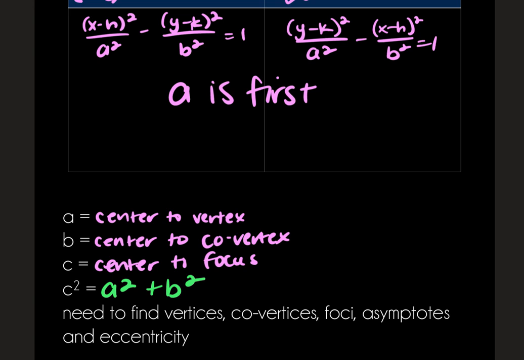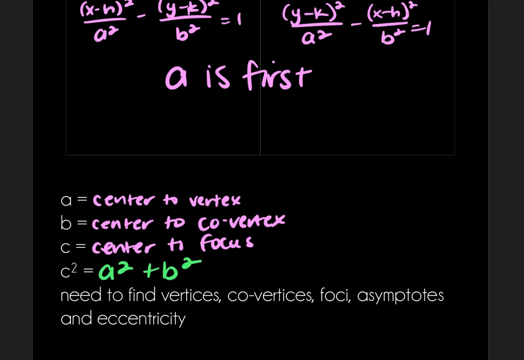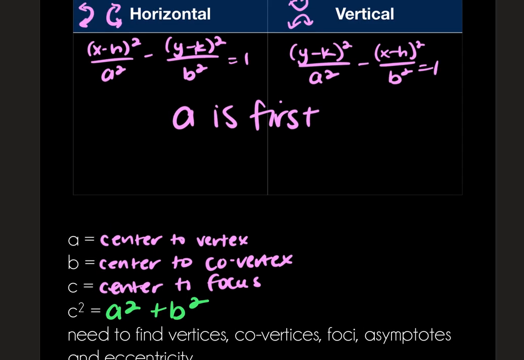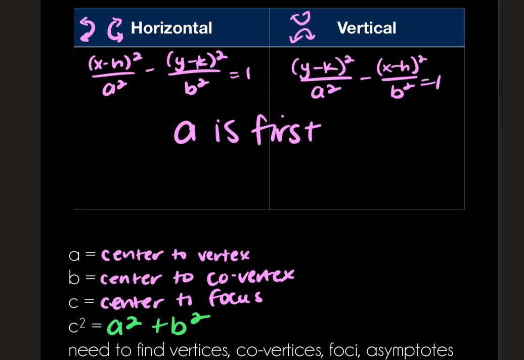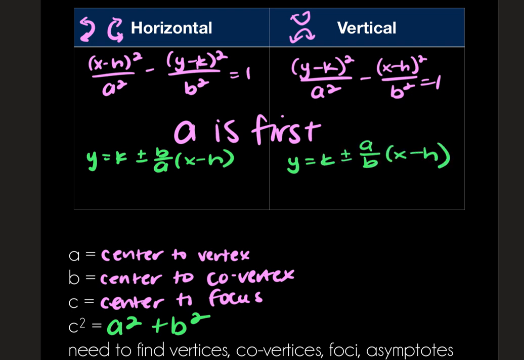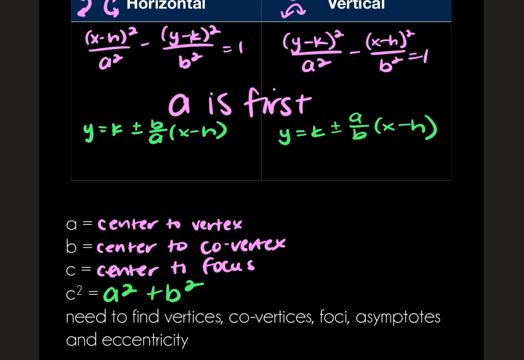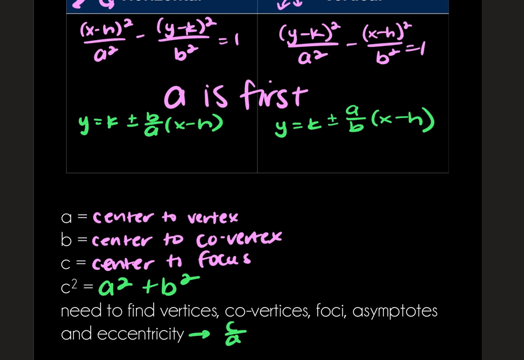You need to find the center, the vertices, the co-vertices, the foci, the asymptotes, which actually I'm going to add in the boxes. And the horizontal asymptote is y equals k plus and minus b over a, x minus h. And in the vertical, y equals k plus and minus a over b, x minus h. Eccentricity is still c over a. And we also changed the name of our axes. 2a is your transverse, and 2b is conjugate.